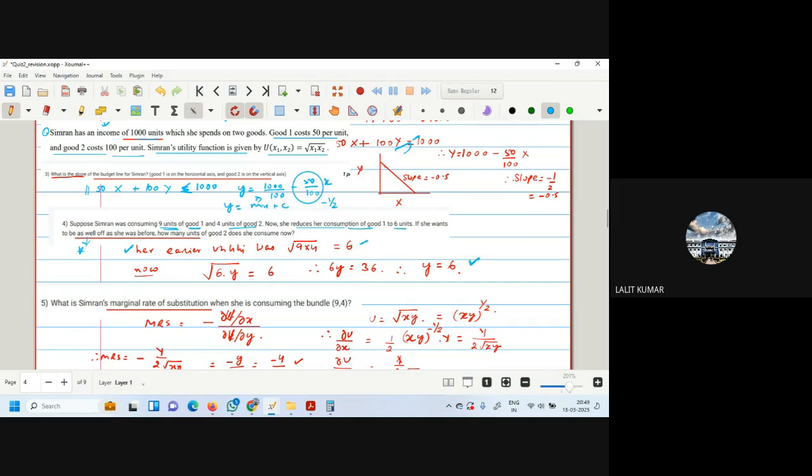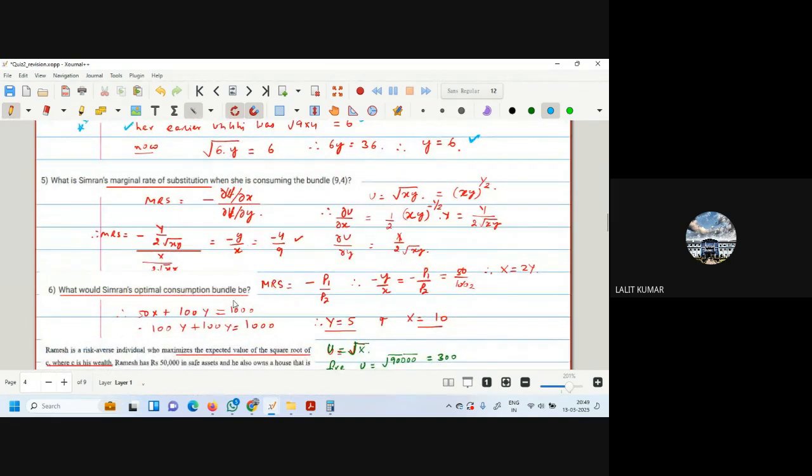And here only I will try to cover, okay, in the next question it is coming. What is Simran's marginal rate of substitution when she is consuming the bundle 9-4? The MRS formula is minus delta U by delta X divided by delta U by delta Y. This is the MRS, and this is also equal to P1 by P2, if the question comes for the price.